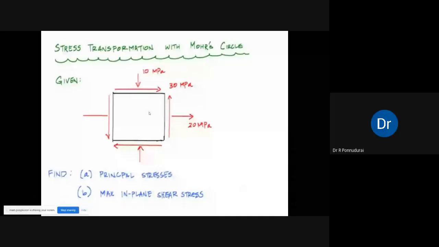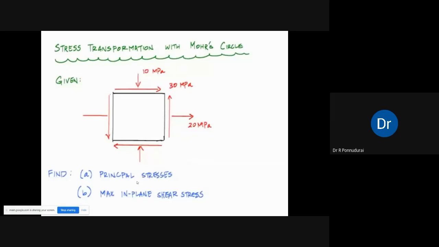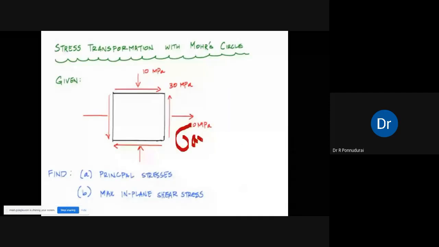So this is the problem statement. We are required to draw the Mohr circle and get the result. The problem asks to find the principal stresses, the maximum in-plane shear stress, and the orientation, everything. So first, you have to take the center point. What is the center point of the circle? Sigma average comma zero. Sigma average is equal to sigma x plus sigma y by 2.